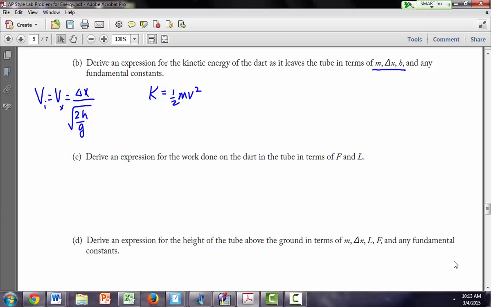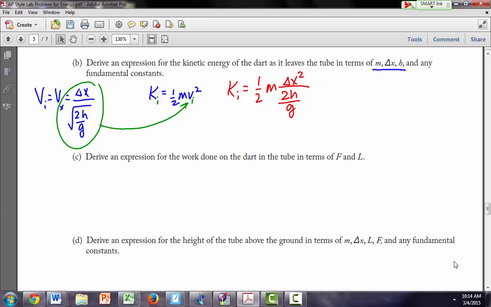We've already got an expression for the initial velocity. I'll put i's there for initial kinetic energy and initial velocity. My initial velocity is all in the x direction, so I can just use that expression that I derived in part A down here. So my answer here would be K initial equals 1/2 m times that quantity squared, which is going to be delta x squared, and then everything in the denominator comes out of the radical sign.